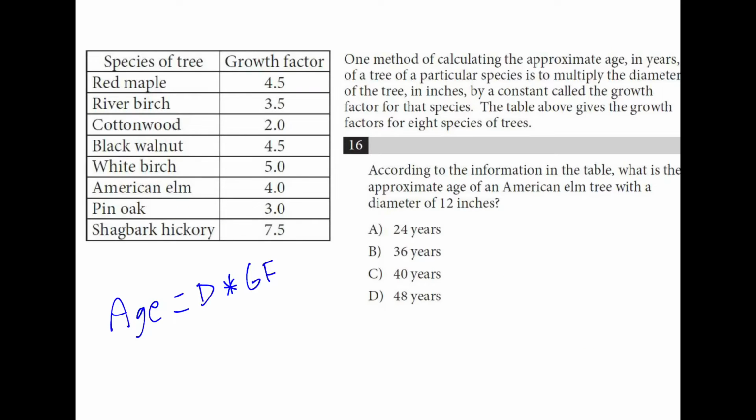So what this paragraph tells you is that you can find the age of a tree by taking the diameter in inches, multiplying that by the growth factor. Or in other words, trees grow so much every year. So if you know how wide they are, you can figure out how old they are. American elm, we have a diameter of 12, and we have a growth factor of 4. You multiply the two, you got 48 years.